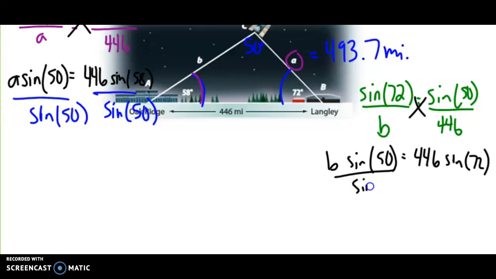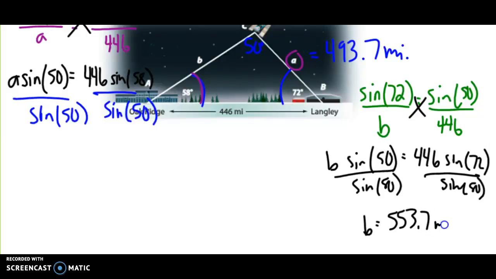Divide by sine 50. And I get B is equal to 553.7 miles. Okay? So this would be 553.7 miles.